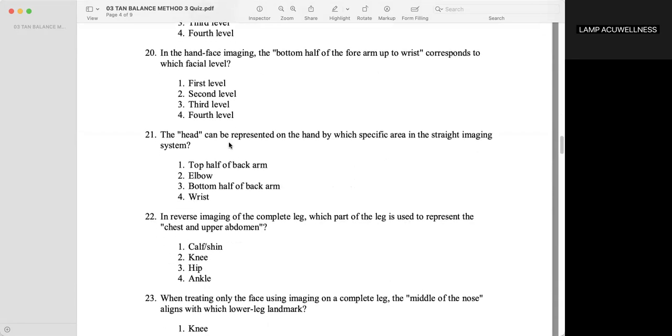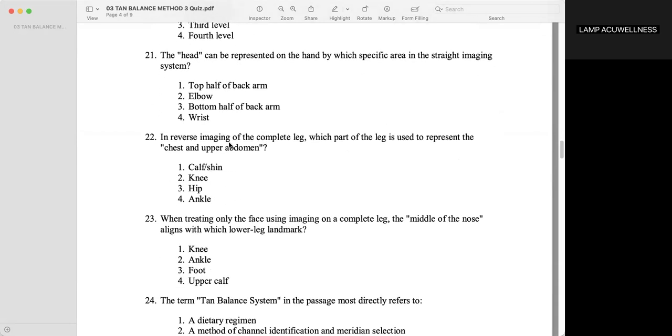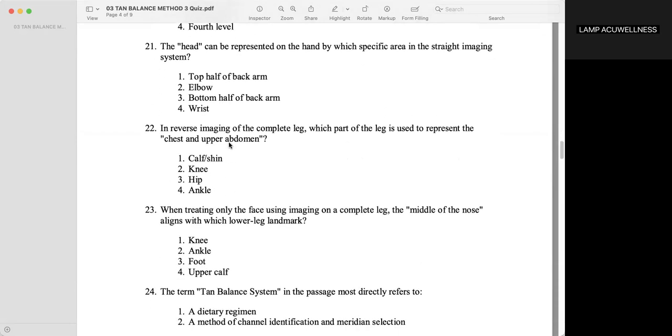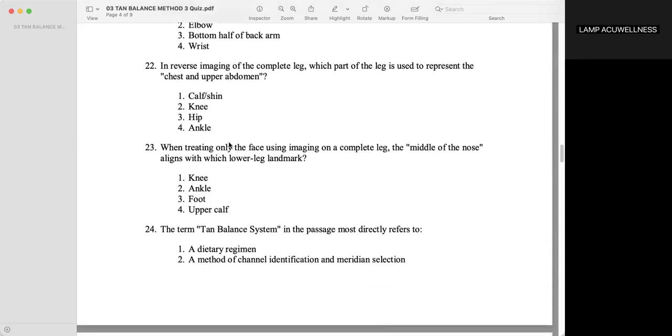In the hand face imaging, the bottom half of the forearm up to the wrist corresponds to which facial level? Fourth level. The head can be represented on the hand by which specific area in the straight imaging system? Top half of back arm. In reverse imaging of the complete leg, which part of the leg is used to represent the chest and upper abdomen? Number 1, calf shin.